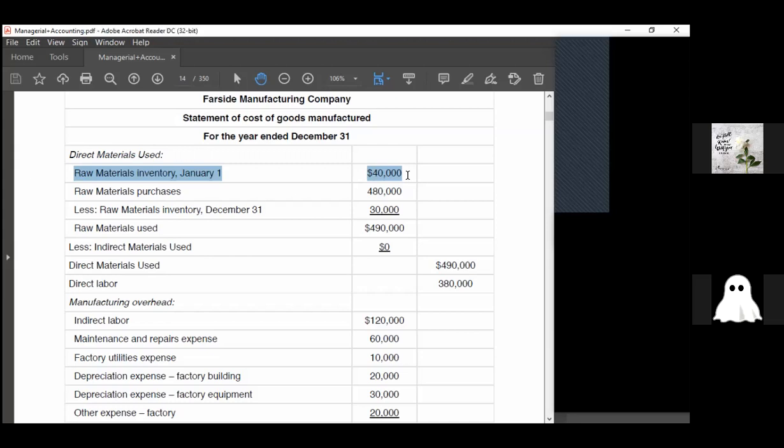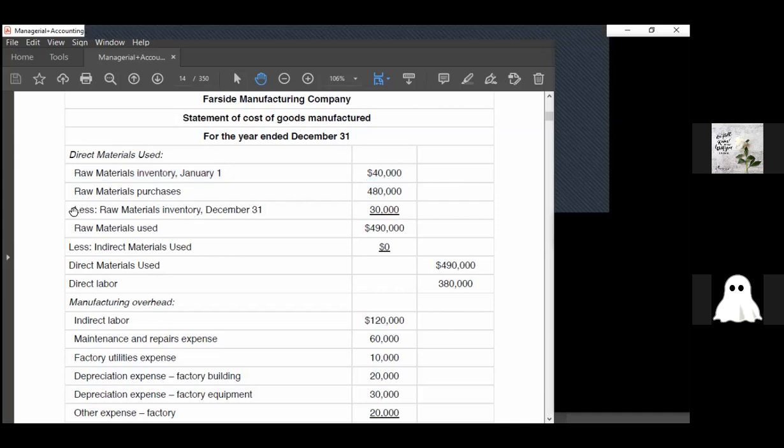And then at the end of the year, you were left with some of the raw material that is worth 30,000. So in order to determine how much you used, you will use the one you had, the one you purchased, and minus what you're left with. That will give you the raw material used. 490,000 as it says here.